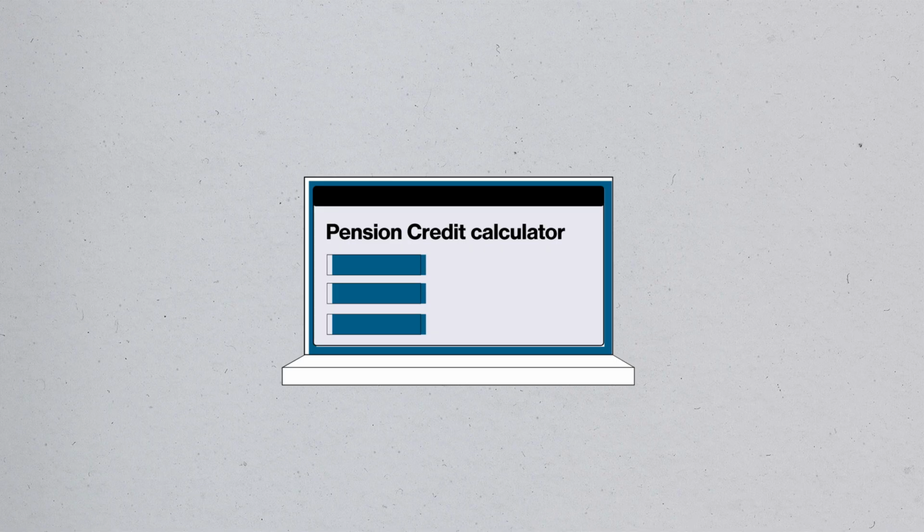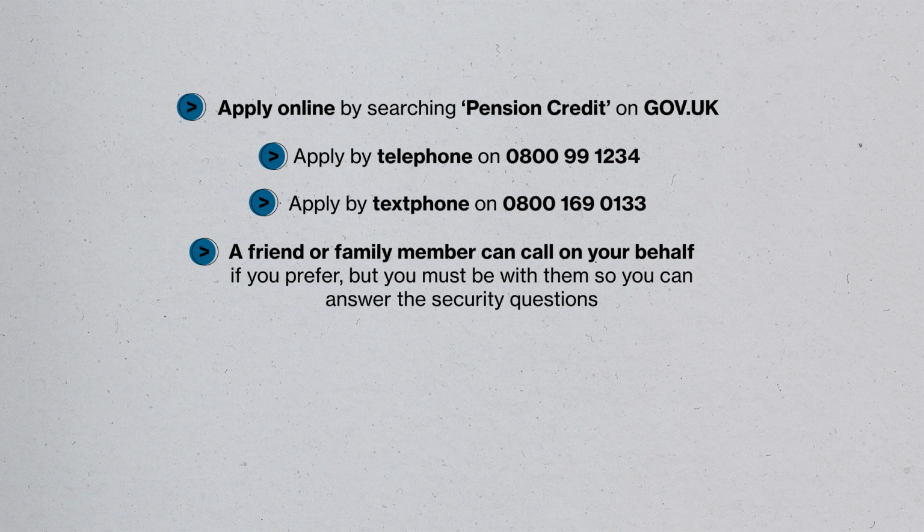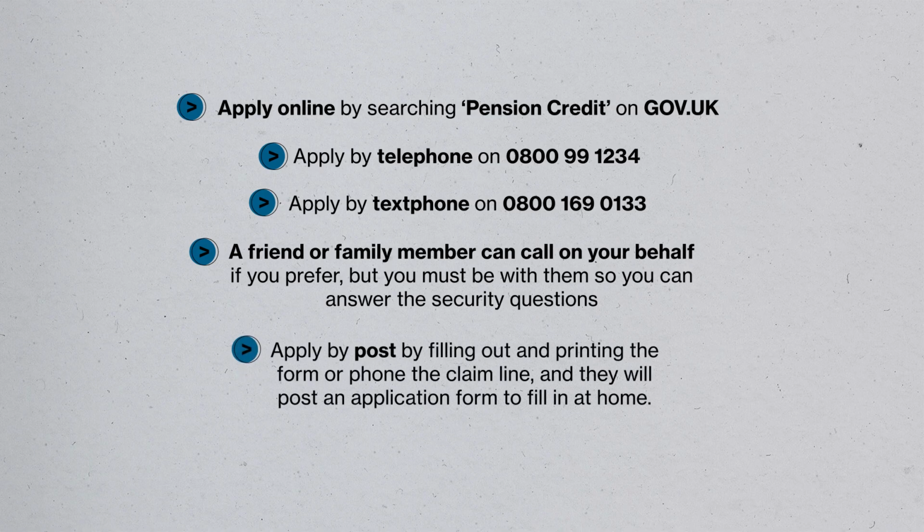After using the pension credit calculator and finding out what you may be entitled to, you can apply online by searching pension credit on gov.uk, apply by telephone on 0800 99 1234, apply by text phone on 0800 169 0133. A friend or family member can call on your behalf if you prefer, but you must be with them so you can answer the security questions. Apply by post by filling out and printing the form, or phone the claim line, and they will post you an application form to fill in at home.